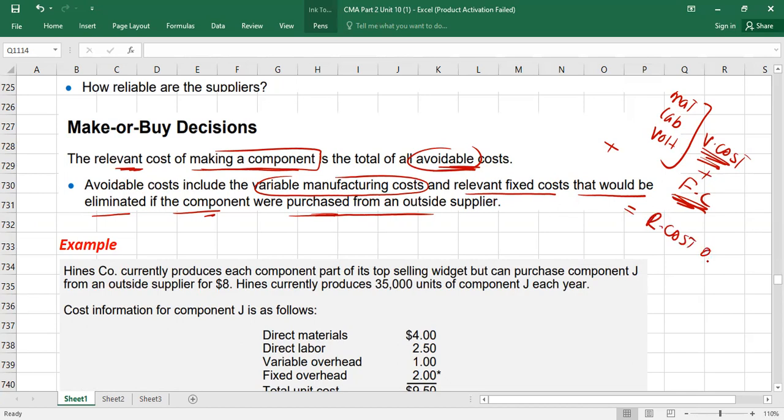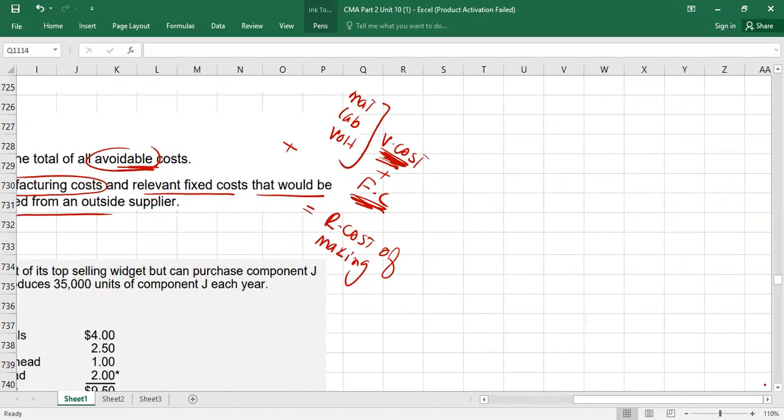Relevant cost of manufacturing the product, the relevant cost of making the product in-house. This is a really important statement, so I'm saying it one more time. All variable costs will be relevant, plus all the fixed costs that would be eliminated if the component were purchased from the outside supplier. If you add these two, this is going to be your relevant cost, and this is the relevant cost of making the product. But when you calculate the cost of purchasing the product, obviously it will be only the purchase price.